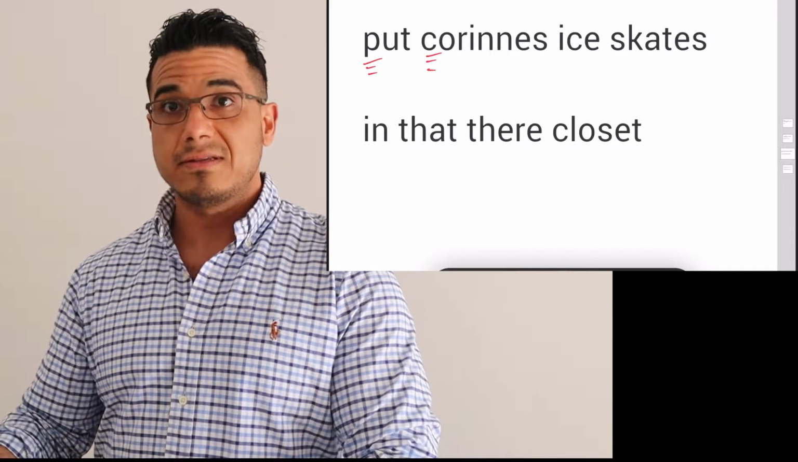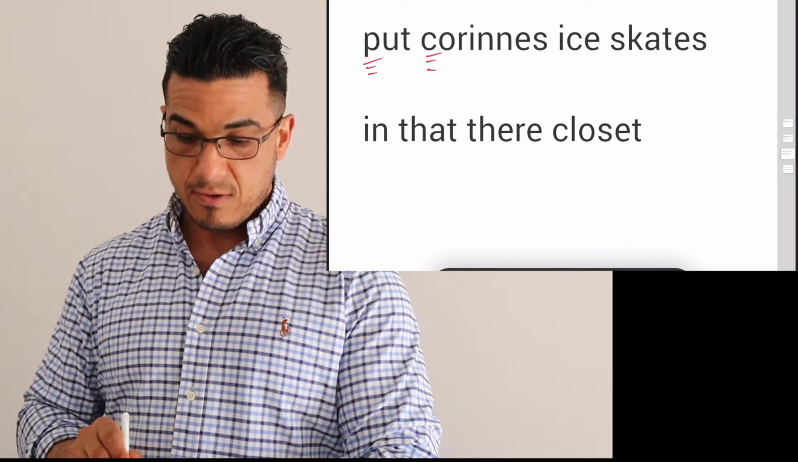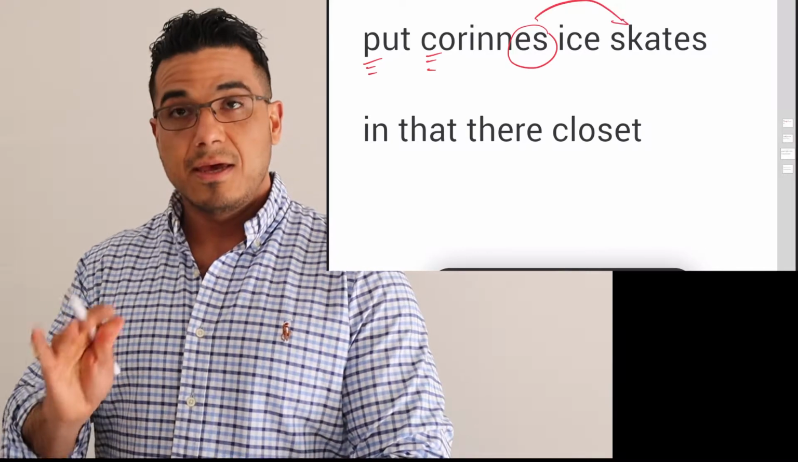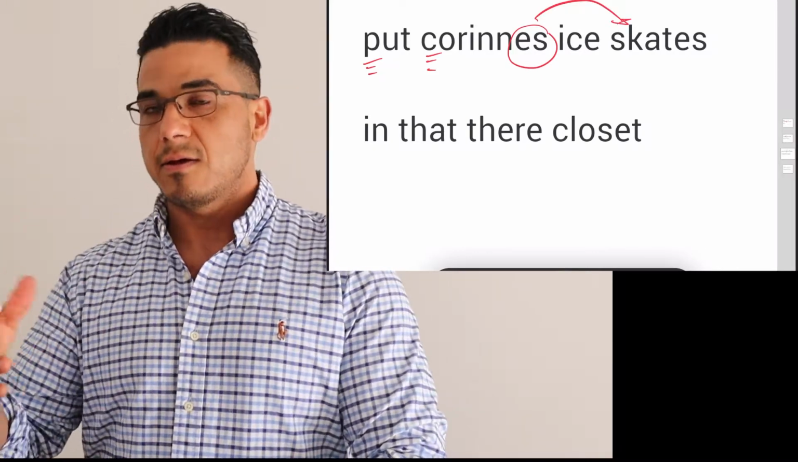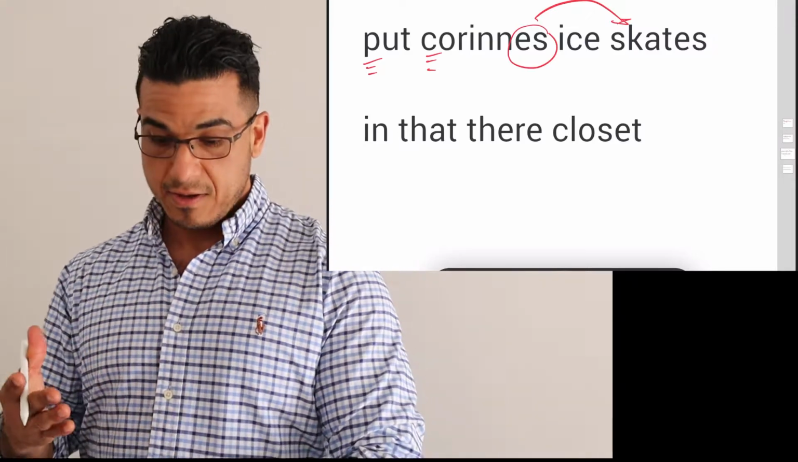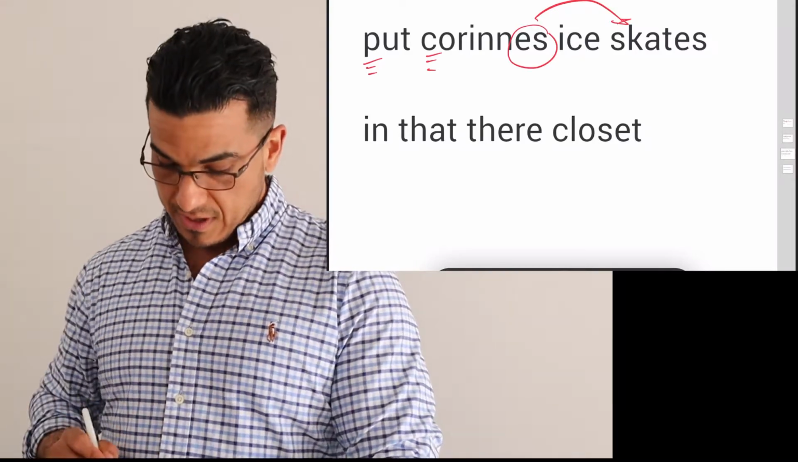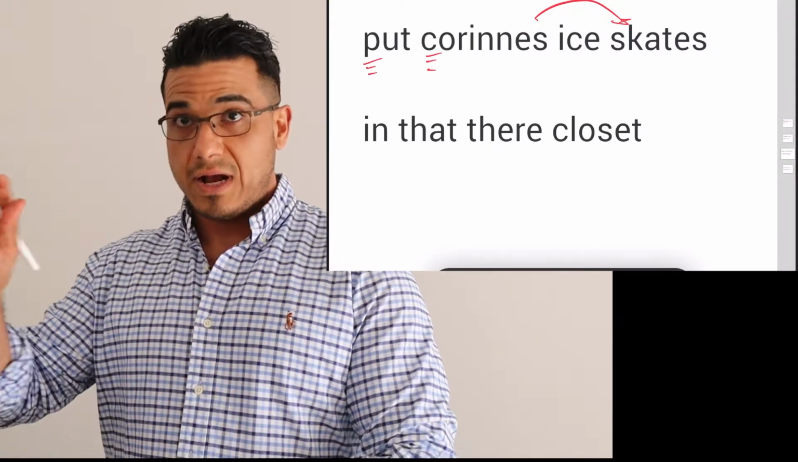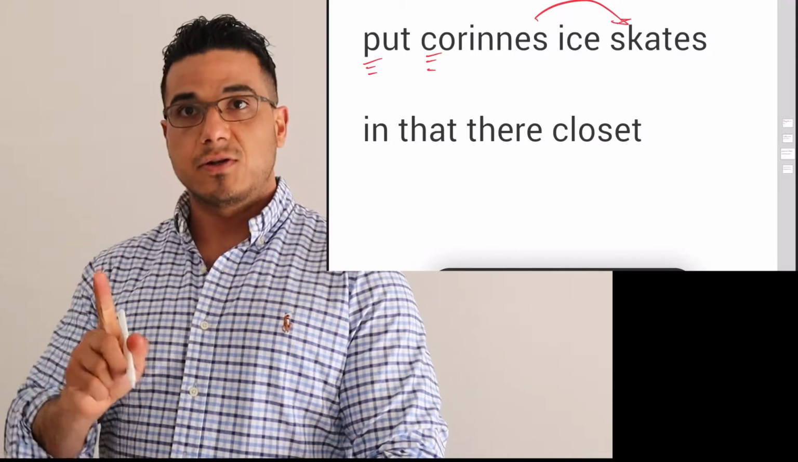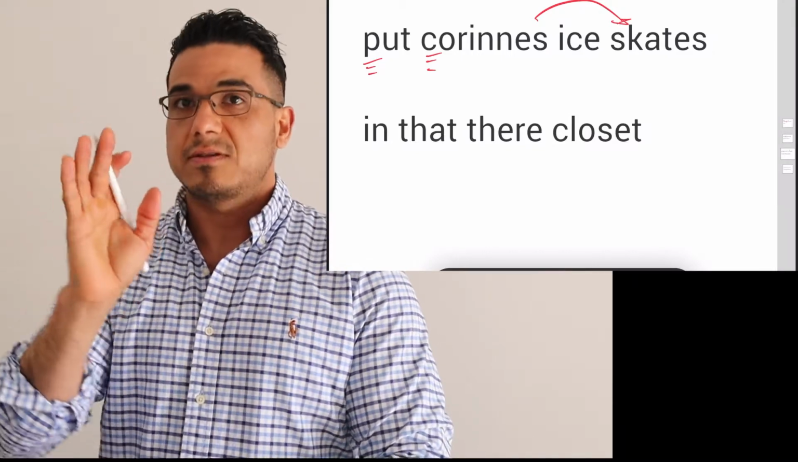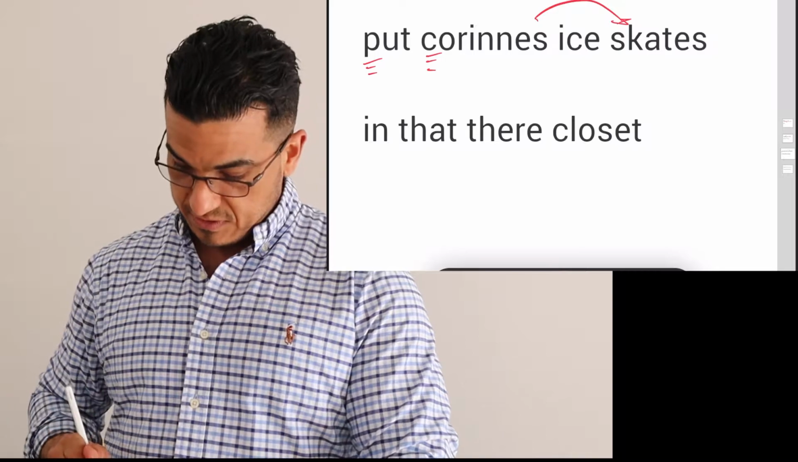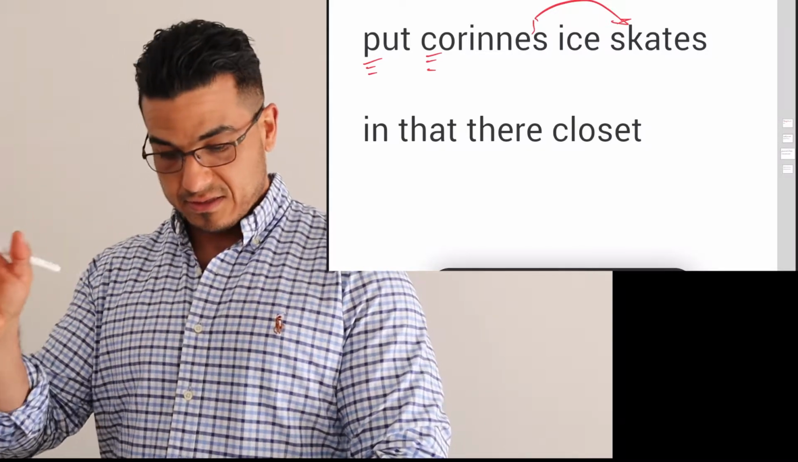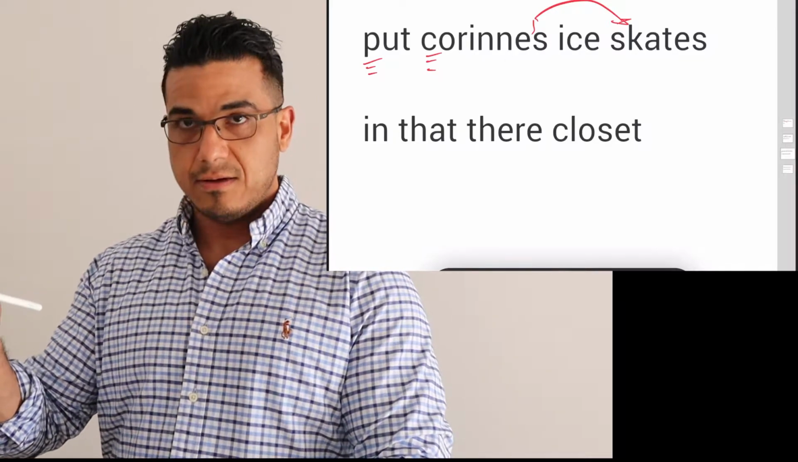So put Corinne's ice skates here without the apostrophe to show ownership of the ice skates means I am talking about a plural of Corinne, which means I have many girls named Corinne. That, however, is not the case. I'm referring to this girl, Corinne, her ice skates. She's in possession of it. To showcase possession, you will use apostrophe S. So put Corinne's ice skates in that closet.